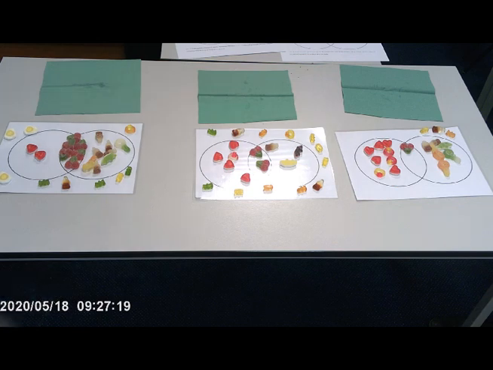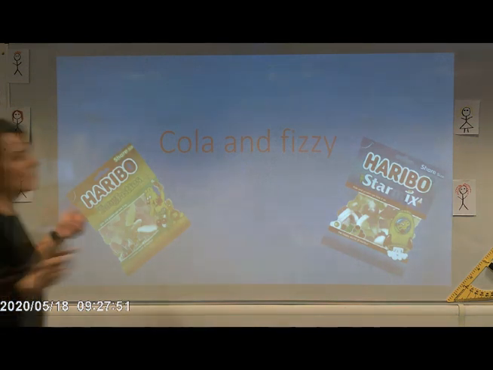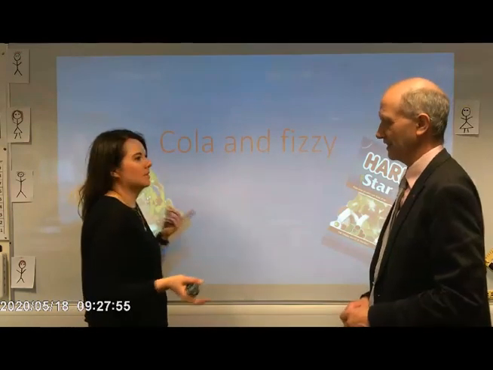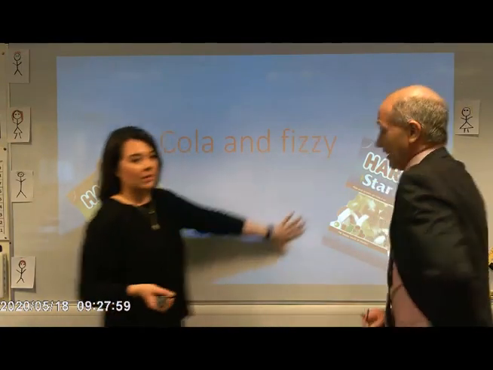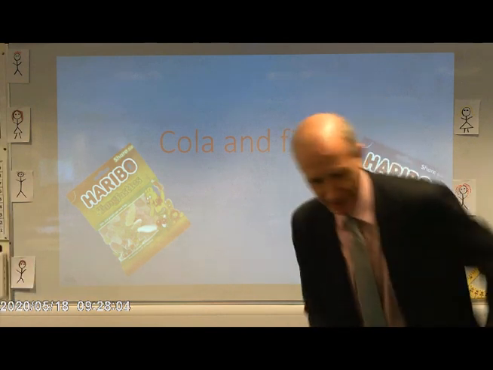Okay, so the next category is cola and fizzy. So you'd be thinking to yourself, I know a sweet that is going to be in the intersection of that Venn diagram, in the middle. The fizzy cola bottle. That's the one that's going to be in the middle. So we're going to have cola and we're going to have fizzy. So we can look now at rearranging our diagrams for cola and fizzy. Right. Okay. Let's go and do that.